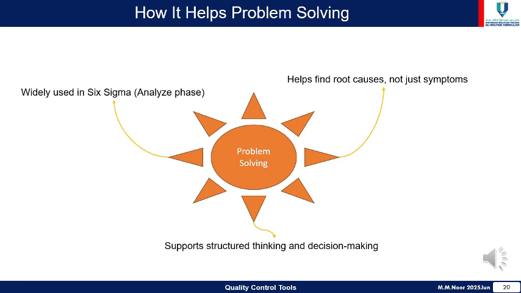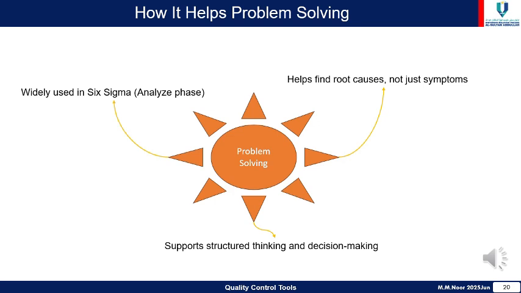So how does the Ishikawa diagram help problem solving? So the first one is it helps find root causes, not just symptoms. So many times teams try to fix problems by treating surface level symptoms like delays or defects without understanding why they are happening. The Ishikawa diagram forces us to dig deeper and ask why multiple times to reach the real cause. This prevents temporary fixes and leads to long-term solutions.